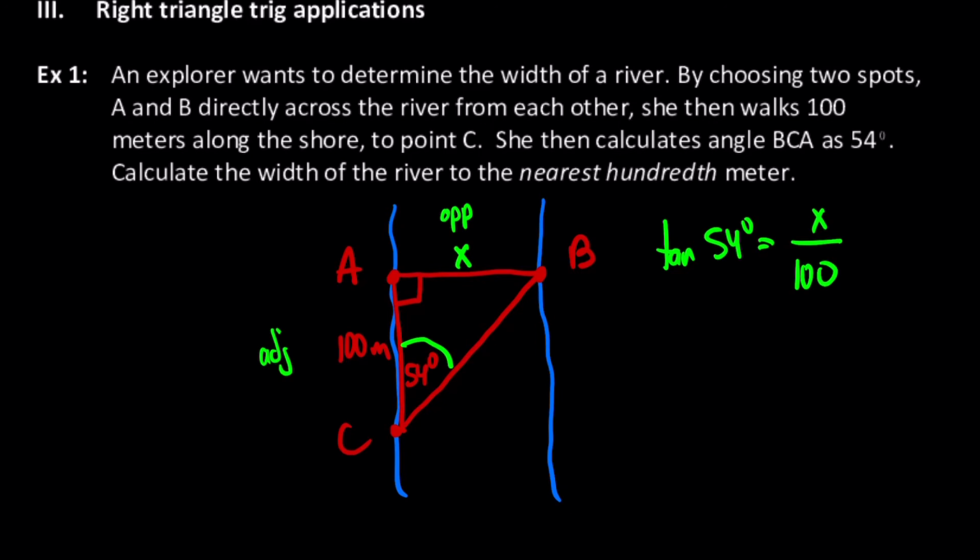To solve this, very straightforward, multiply by 100. Make sure we are in degree mode and just throw that in the calculator. X equals, to the nearest 100th meter, I got 137.64 meters.